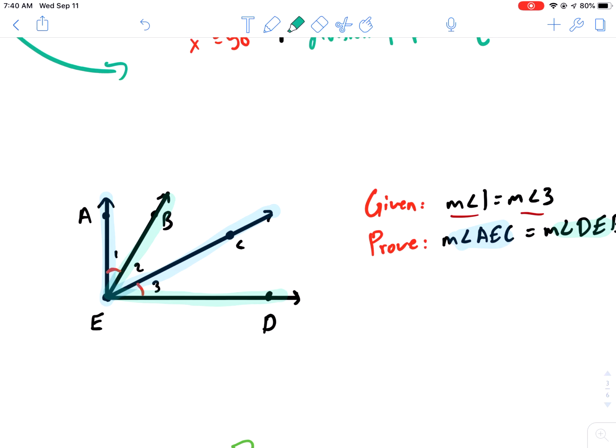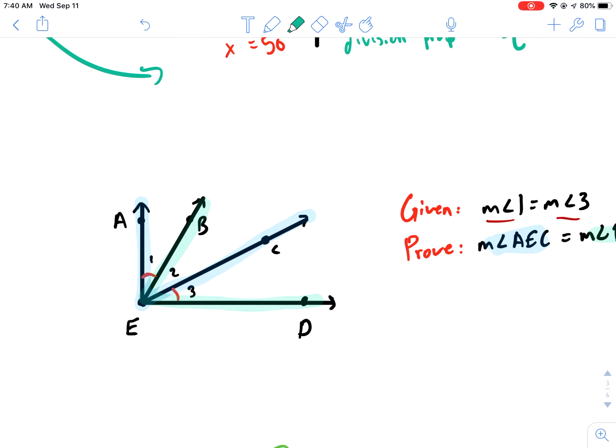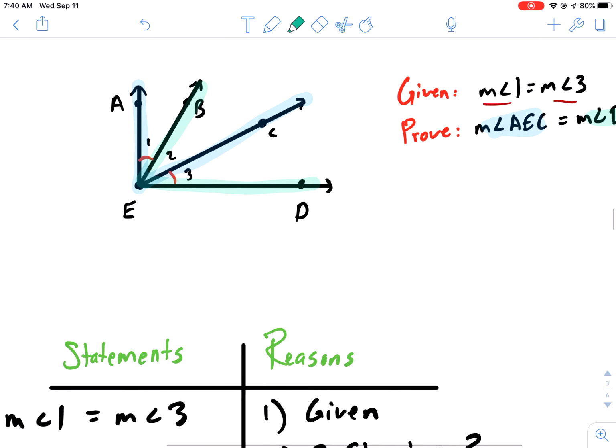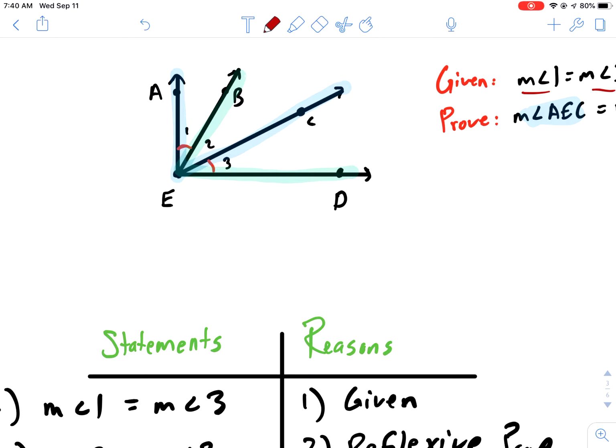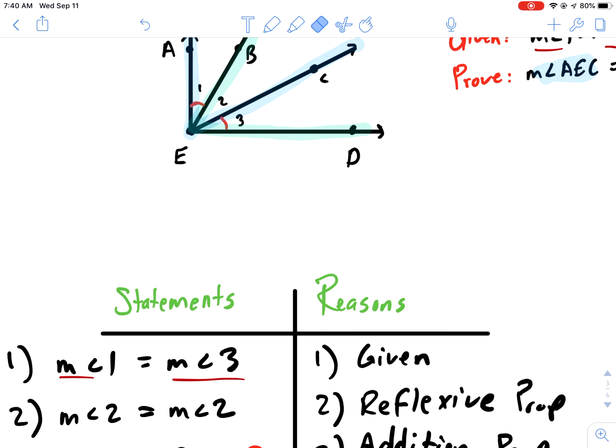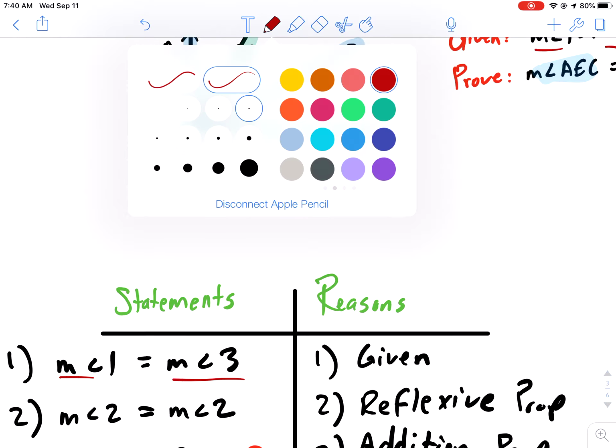Now, any 2-column proof, you always want to start with the information that's given. So that's our first step here. Even though this is already filled in for you, I think we'll be able to go through it and you'll be able to understand. So measure of angle 1, measure of angle 3, as you can see in the diagram, they're equal. It's also in the given. So that is why that is written there. And that's what you just write. You write given.